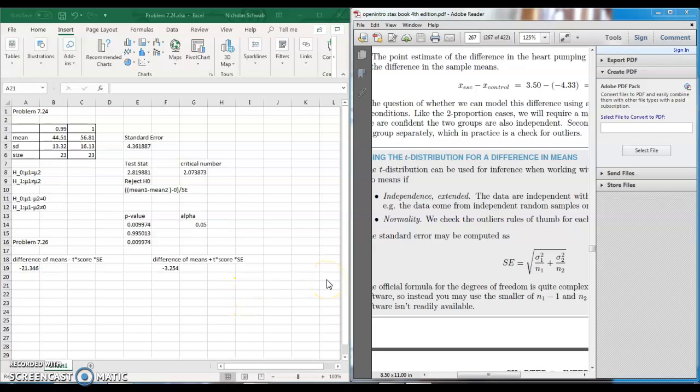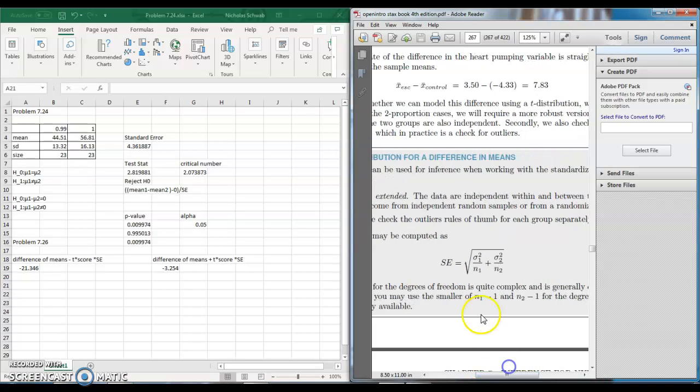Hi all, I'd like to walk through problem 7.24 and 7.26 from chapter 7.3 using Excel. So we're basically going to do a difference of means test, and most of this is the same as what we've done before. The one major change is that we have our standard error is equal to this expression.